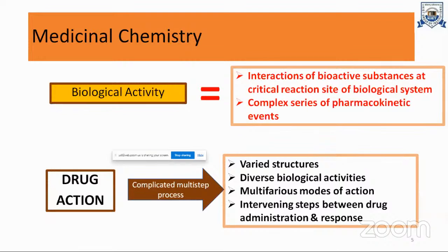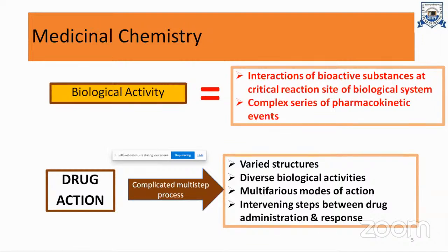And secondly, the biological activity results from a complex series of pharmacokinetic events. In that, we are going to consider the phase 1 and phase 2 metabolism of the compounds, how they are going to be made bioavailable, whether they are lipophilic or hydrophilic. Based on that, the compound is going to be available at certain sites in the biological system. For example, if it has to work on the CNS, it should have good lipophilicity to cross the blood-brain barrier. So those different pharmacokinetic events are also an important aspect of the biological activity of any compound.